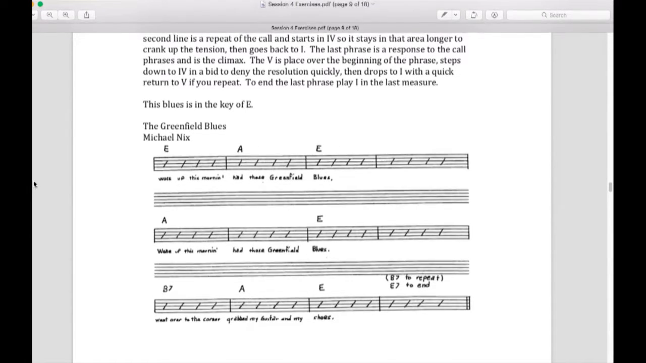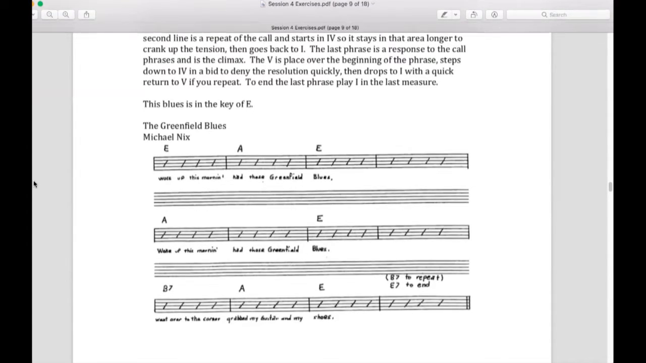1, 2, 3, 4. Woke up this morning, I had those Greenfield blues. 4 chord. I woke up this morning, I had those Greenfield blues. 5 chord now. I went over to the corner, 4 chord. I grabbed my guitar and my shoes. We'll play the B7 now for the turnaround.